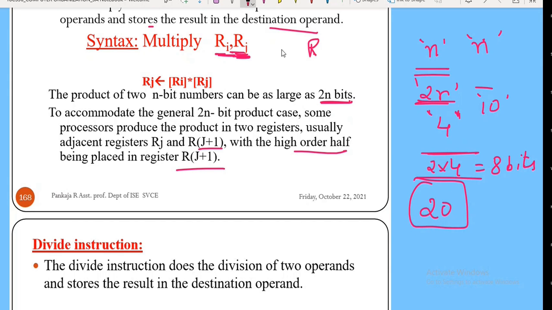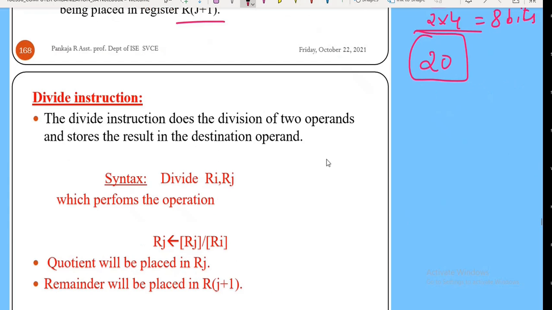That is the meaning of Rj plus 1. If you write Multiply R1, R2, you cannot store the final result in R2. That means you need one more register called R3. That is the meaning of this Rj plus 1. We'll discuss in detail later how you get the 2n bit product. Next, you can use the division instruction.